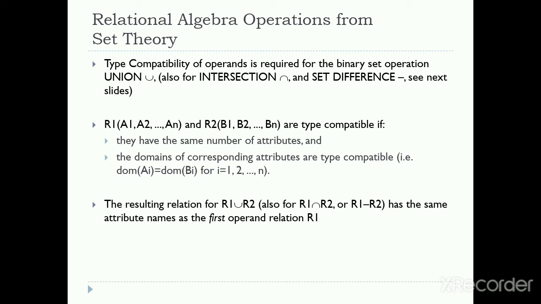If R1 has 10 attributes, R2 must also have 10 attributes, and the domains of corresponding attributes must be type compatible. That means the domain of Ai must be equal to the domain of Bi for all the attributes. In the resulting relation, the column headers will be the same as the attributes in the first operand relation. That means whatever names we have given to the attributes in R1, those names will appear in the resultant relation.